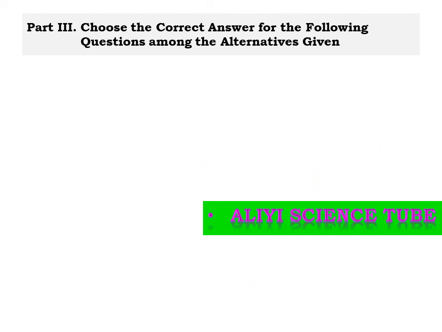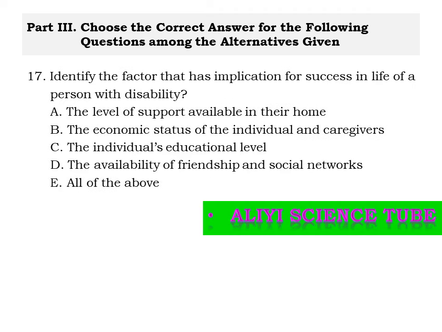Part 3, choose the correct answer from the following question among alternative given. Question number 17, identify the factor that has implication for success in life of person with disability. A, the level of support available in their home. B, the economic status of individual and caregivers. C, individual education level. D, the availability of friendship and the social network.